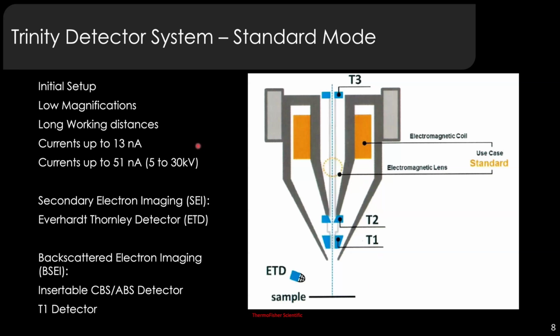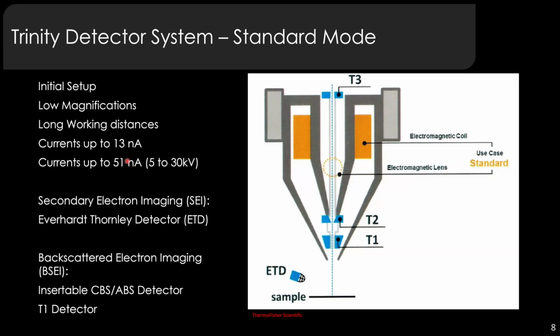So we also have different modes within the microscope besides the detectors. In our standard mode, we can use the traditional Everhart Thornley detector. We have access to the T1 detector, and the T2 is usually functioning at longer working distances with not as much signal. So we tend to use the T2 when we're closer up, and the T3 won't be functional at longer working distances. But we can do higher currents in standard mode, so it's useful for doing EBSD.